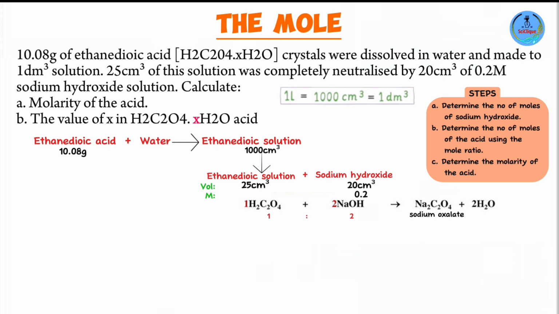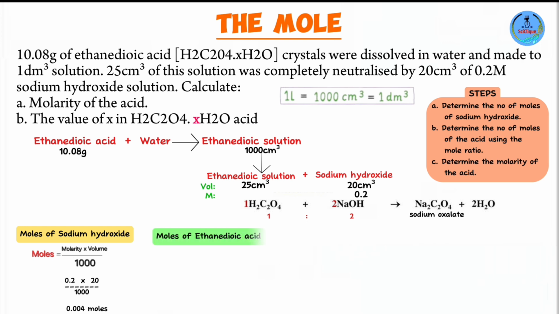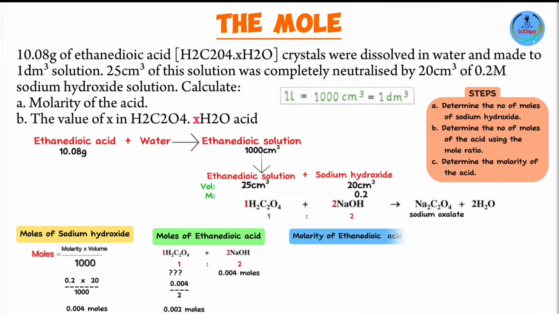So let us start. How are we going to determine the moles of sodium hydroxide? By using this formula. Do we have the molarity? Oh, yes, we do. What about the volume? So we are going to multiply these two, divide by 1,000, giving us the number of moles as 0.004 moles. Next step, the number of moles of the acid. So what is our mole ratio? 1:2. So if the actual number of moles of sodium hydroxide are 0.004 moles, that means the number of moles of ethanedioic acid solution will be half of that. 0.002 moles.